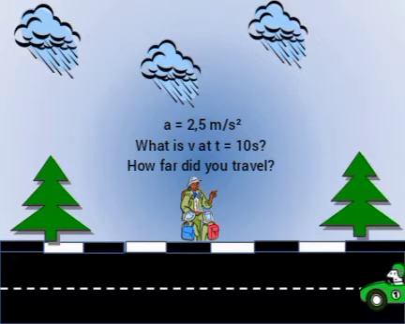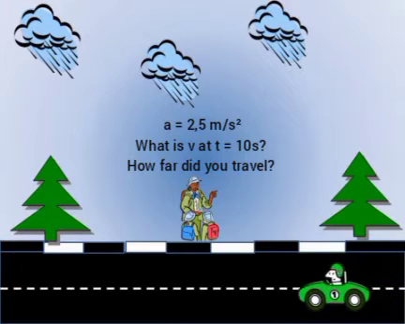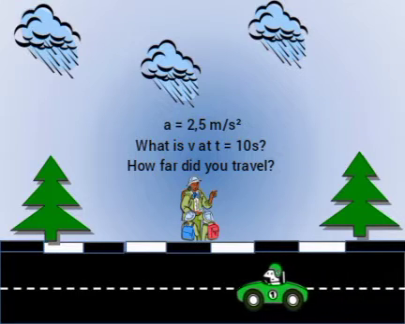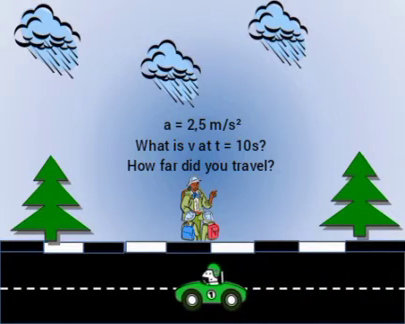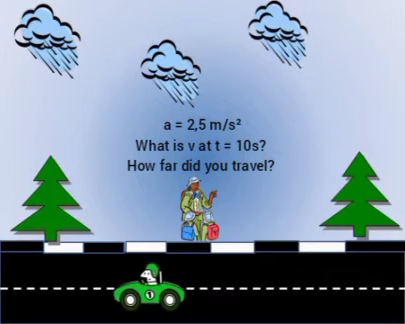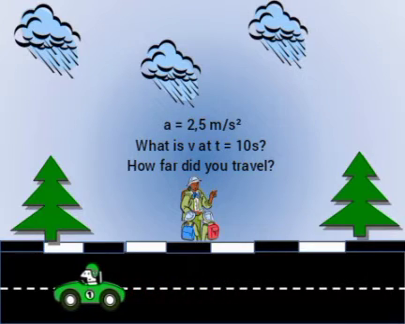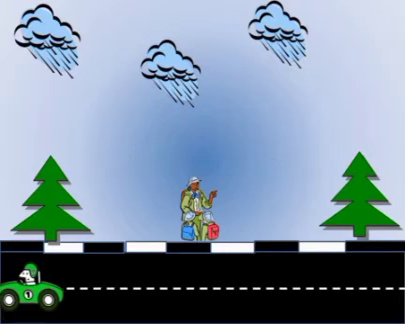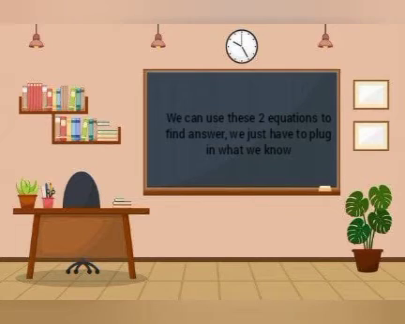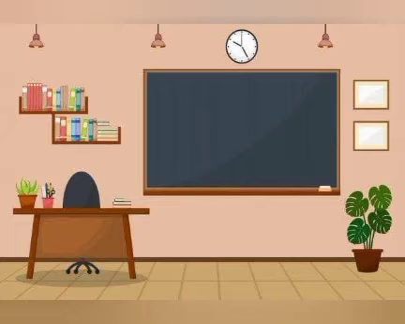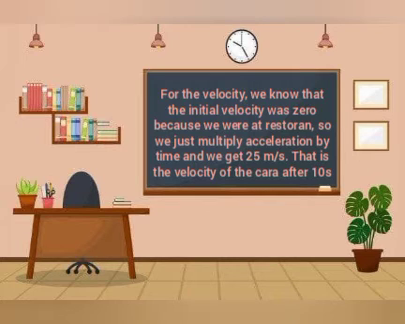Say you get in your car to drive to the supermarket. While at rest, you place your foot on the gas and apply a constant acceleration of 2.5 meters per second squared. What will your velocity be after 10 seconds, and how far will you have traveled in that time? We can use those equations to find the answer. We just have to plug in what we know. For the velocity, we know that the initial velocity was zero because we were at rest. So we just multiply acceleration by time and we get 25 meters per second. That is the velocity of the car after 10 seconds.